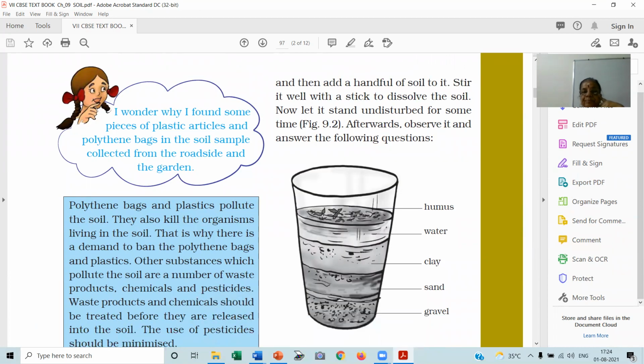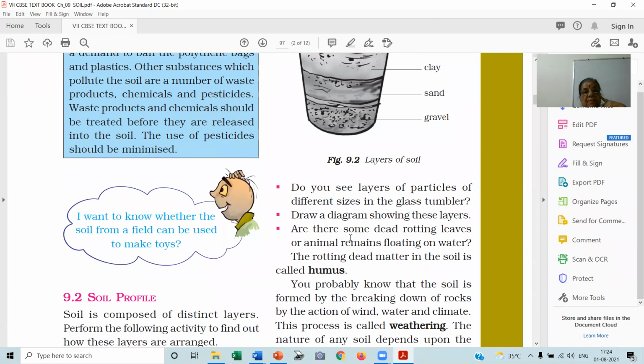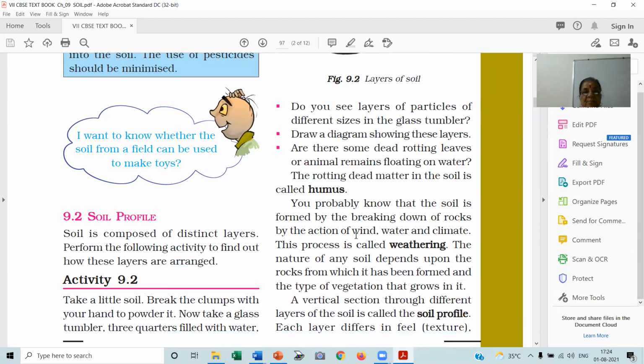Then this is the experiment on layers of soil. Are you clear? And then some of the clay soil can be used to make toys. We make earthen pots, jars for keeping water, and clay pots for keeping plants. They are formed by clayey soil.